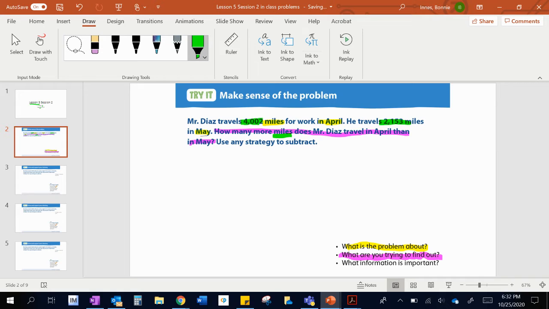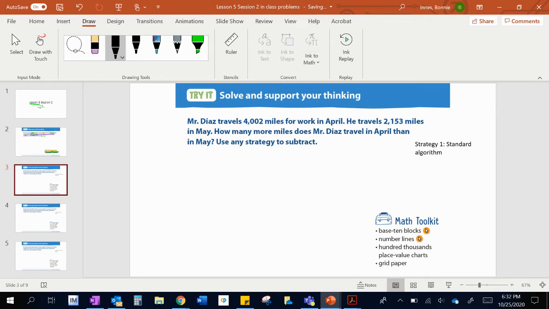We want to know that the first miles that he traveled in April is 4,002 miles. And then how many miles in May? 2,153. And we want to know how many more. When we see how many more, this means subtract. How many more means subtract. That's a key word.